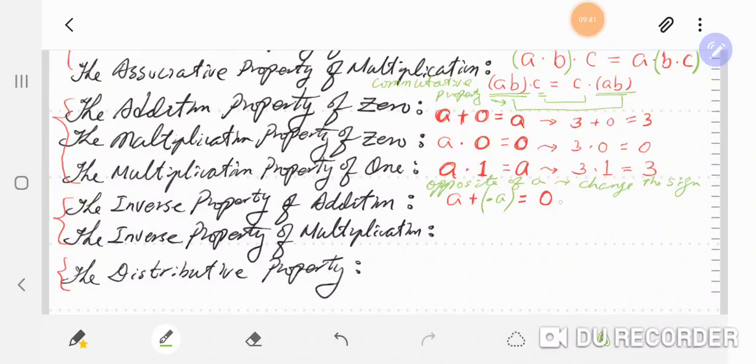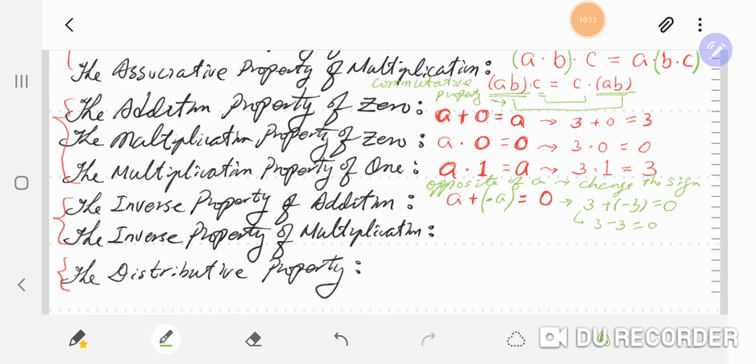So for example, you have a number 3, and 3 plus negative 3 will be 0, right? 3 plus negative 3 means 0. Or 3 minus 3 is 0, right? So that is equal to 0. So when you add a number and the opposite of that number, it will become 0.